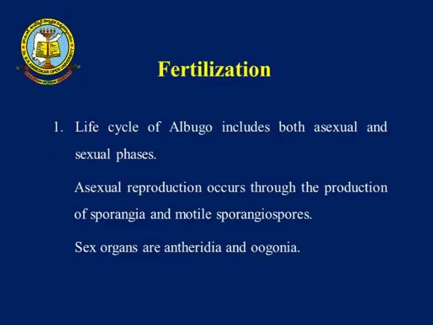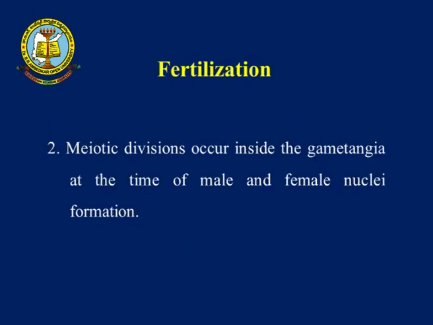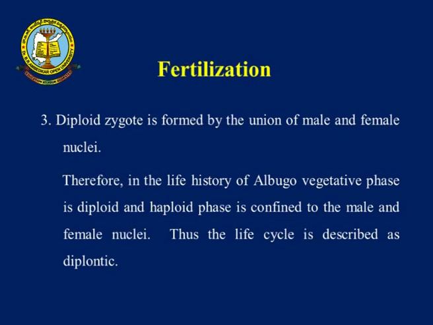Next, the life cycle of Albugo candida. The life cycle in Albugo includes both asexual and sexual phases. Asexual reproduction occurs through the production of sporangia and motile zoosporangia. The sex organs are antheridia and oogonia. Meiotic divisions occur inside the gametangia at the time of male and female nucleus formation. A diploid zygote is formed by the union of male and female nuclei. Therefore, in the life history of Albugo, the vegetative phase is diploid and the haploid phase is confined to the male and female nuclei. This life cycle is described as a diplontic life cycle.